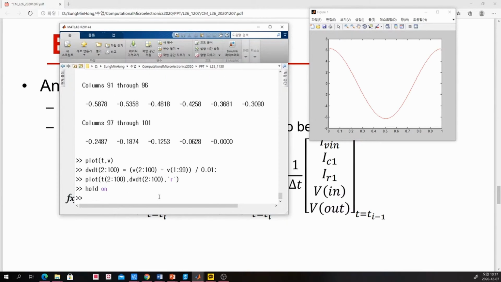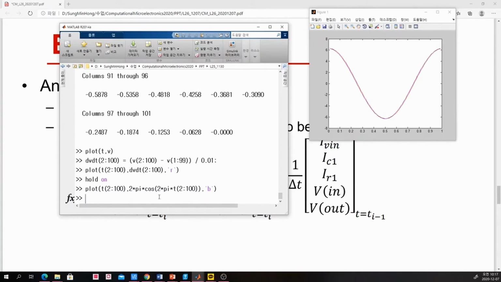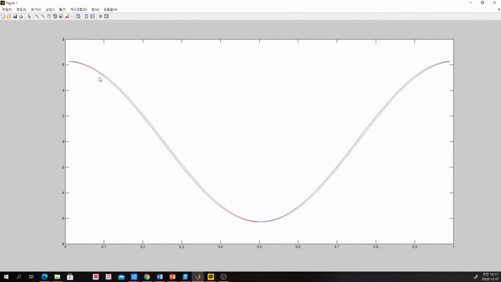Then let me draw the real 2 pi cosine omega t. So now I will use blue color, and 2 pi cosine 2 pi t. Then what will happen? They look quite similar, but can you see it clearly? We can see a little difference.